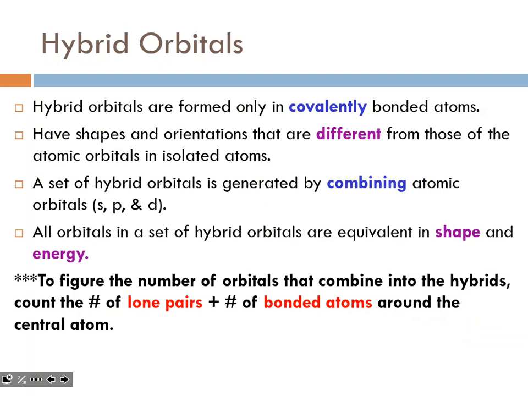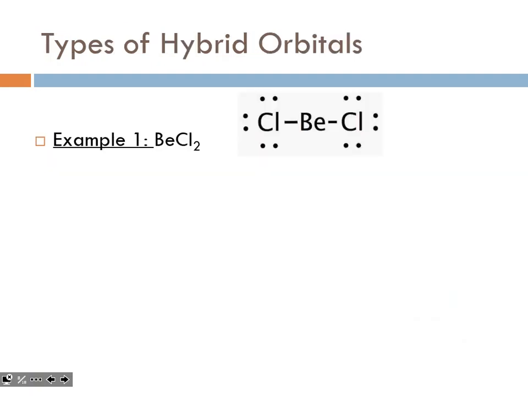And to figure out how many orbitals have to merge, you just count the number of lone pairs and the number of bonded atoms around the central atom and determine how many orbitals are going to merge to form the hybrid. So we're going to look at a few examples of how to figure out the hybridization.